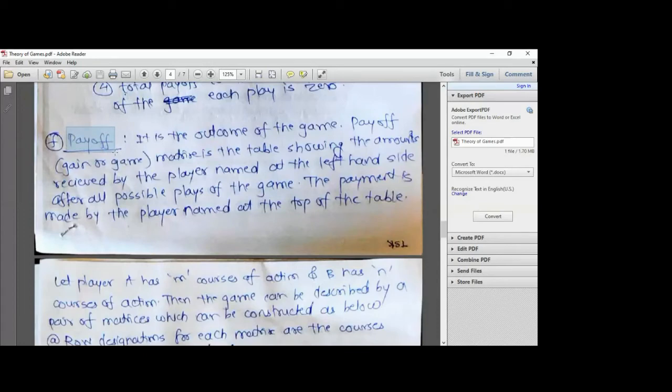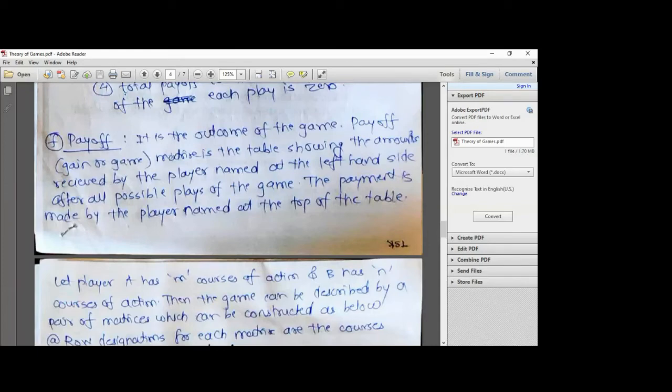In the same sense, the other person is going to lose that particular 4 rupees. So it is also said as a payoff, but it is when he is losing. So we say that it is -4. When we are gaining or receiving, we say it as +4. So it is the outcome of the game.